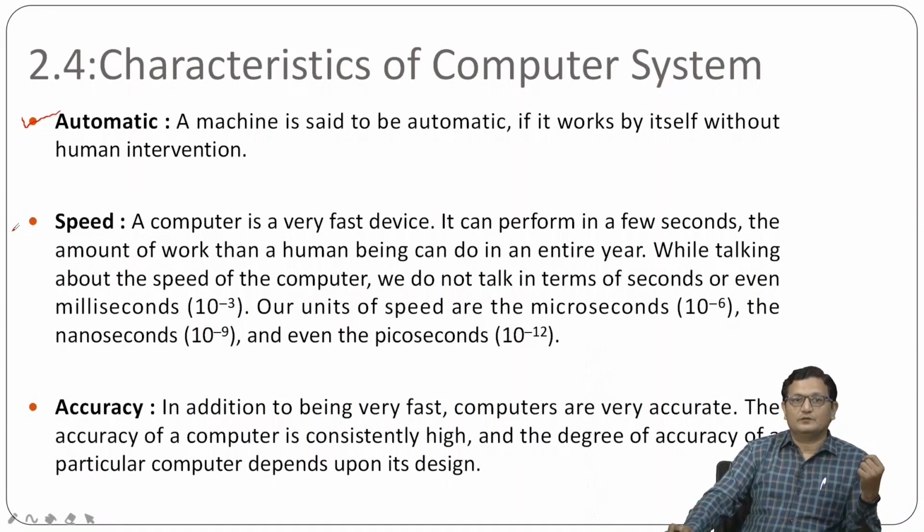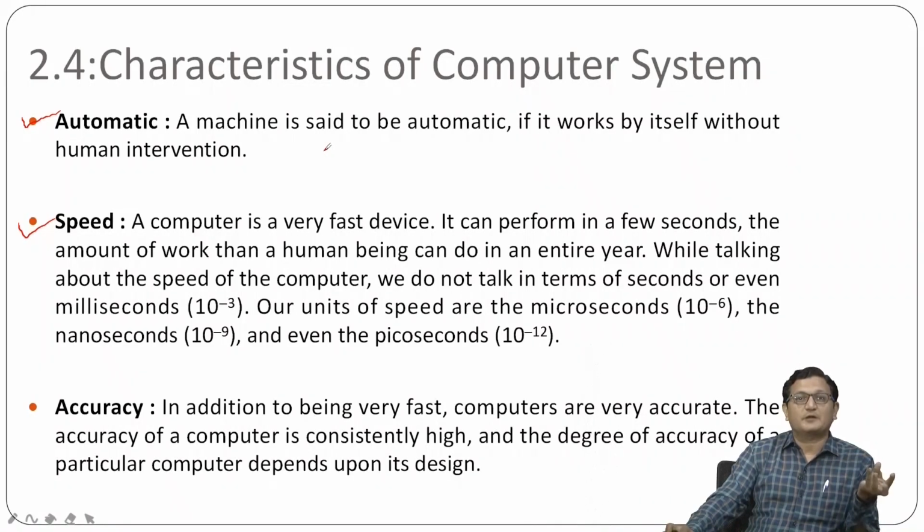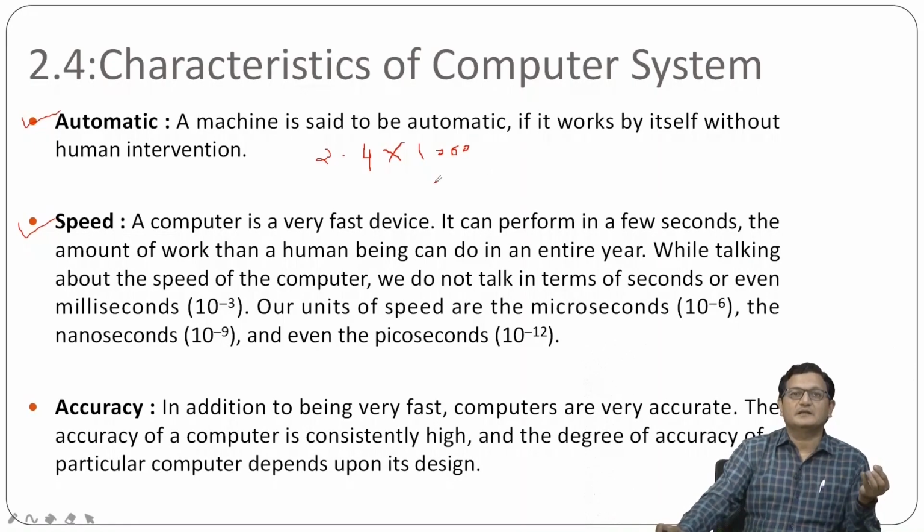Second thing, the speed of the computer: it is a very fast machine, right? Suppose we talk about a 2.4 GHz processor we have purchased. What does it mean? 2.4 gigahertz. This gigahertz you need to convert into megahertz, so you need to multiply it by 1000. So 2.4 gigahertz means 2.4 into 1000 megahertz.